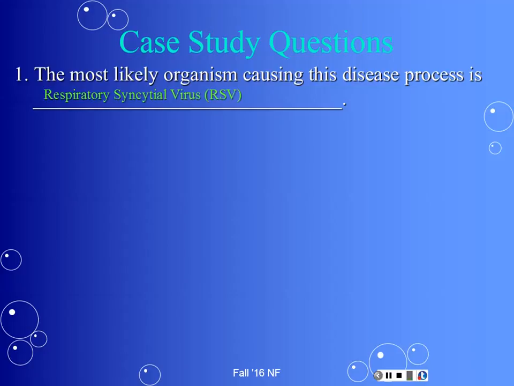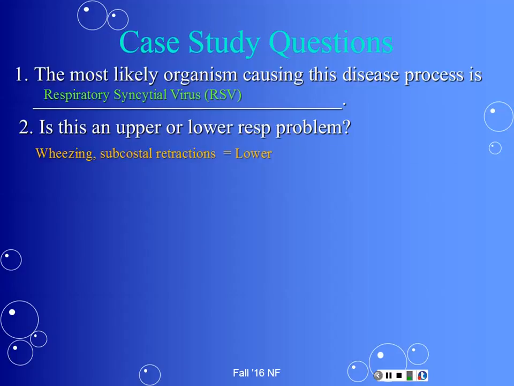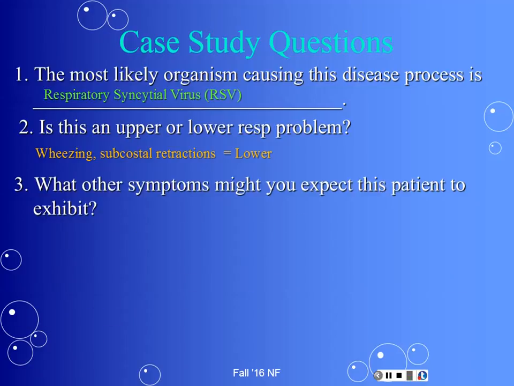Okay. Are we talking about the upper airway or lower airway? Lower, because we're talking about the bronchioles. It's also, you see the wheezing and the subcostal retractions. What other symptoms might you expect this patient to exhibit?